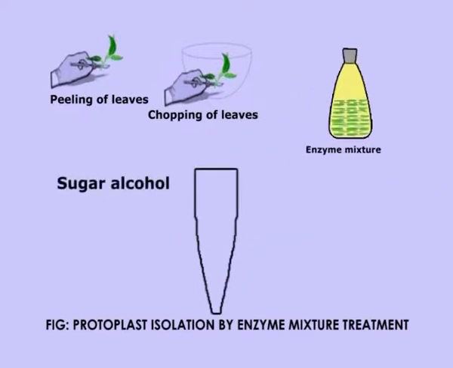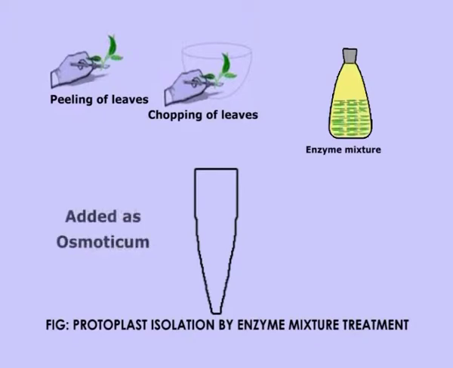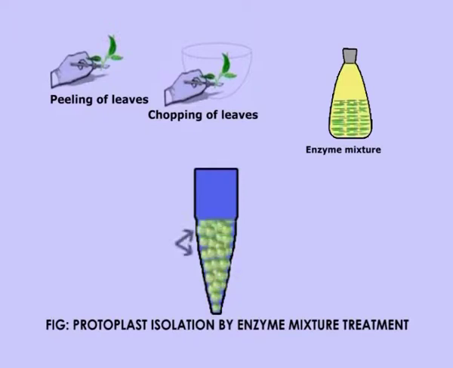Sugar alcohol, sorbitol or mannitol are usually added as osmoticum to the solution to stabilize the fragile naked protoplast and to prevent from bursting. The naked protoplasts devoid of cell wall are released gradually in the enzyme mixtures, which are then washed in a suitable washing medium to remove enzymes and the debris.